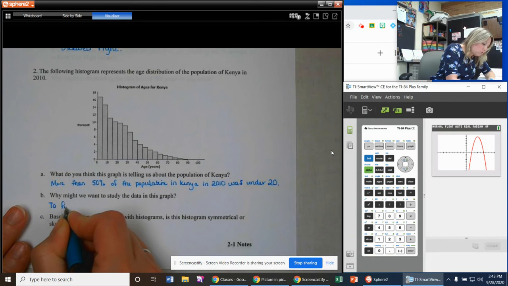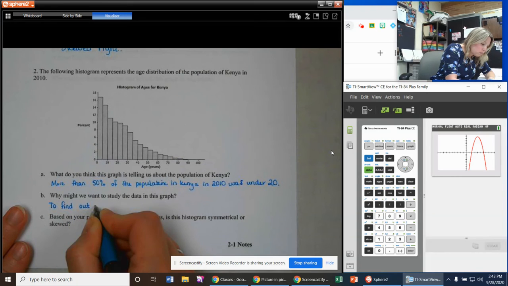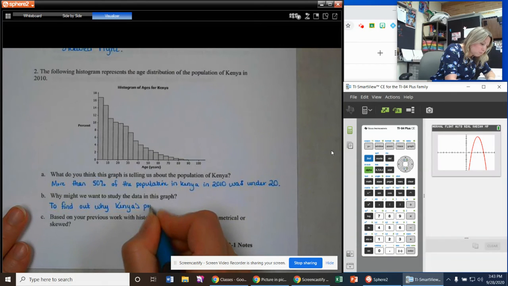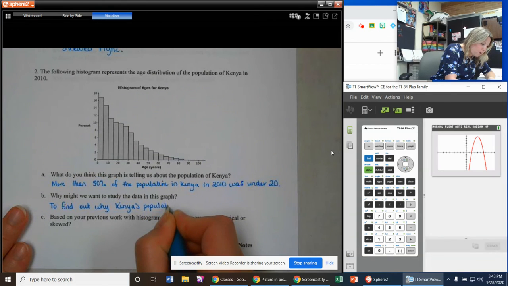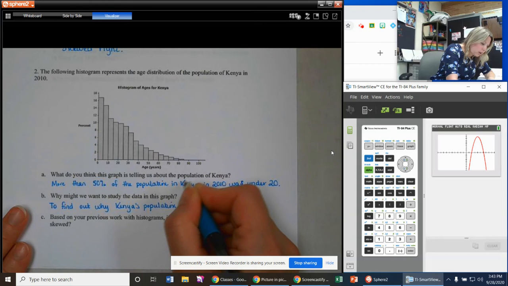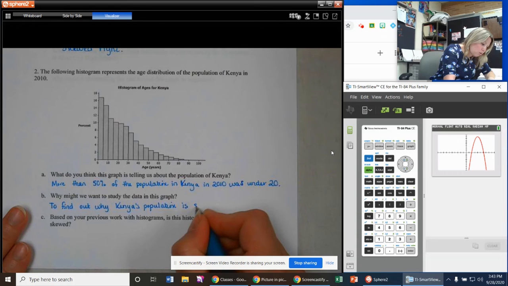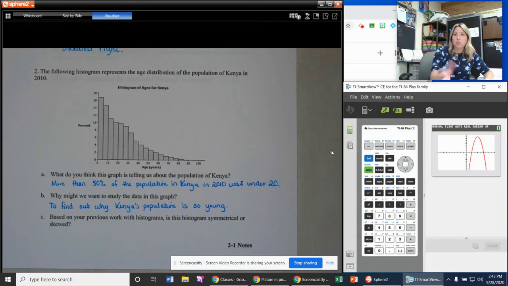To find out why Kenya's population, sorry, I write my K's so fast they don't look capitalized when they are, is so young. Why don't they get to age? You'll see the US's in comparison later, and it will be kind of shocking.